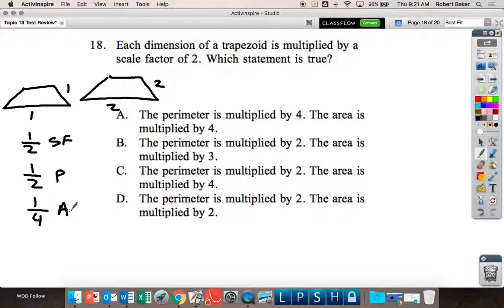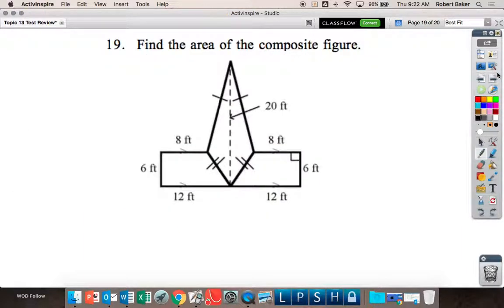What do you think? If this is your small shape and this is your big shape. So if your small shape is 1, you would multiply by 2 to get to the big shape. If the area of your small shape is 1, you'd multiply by 4 to get to the area of your big shape. So it's a 1 to 4. Yes.